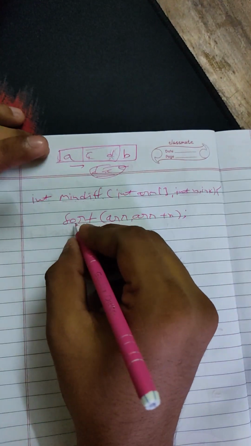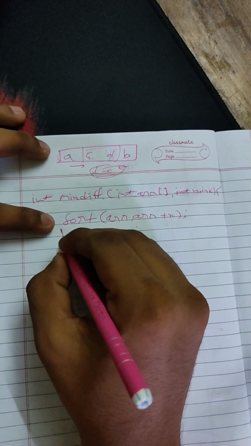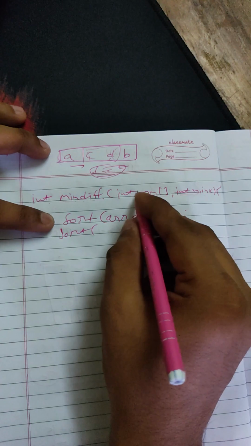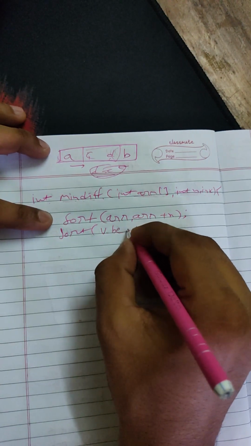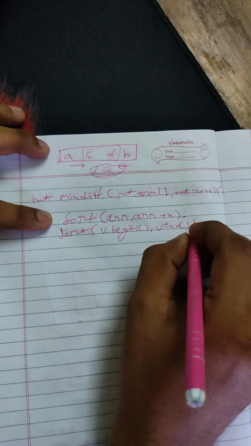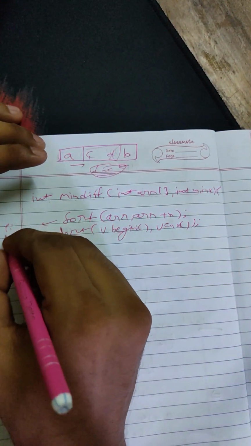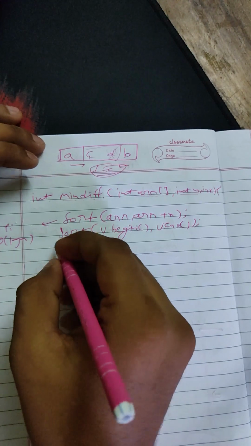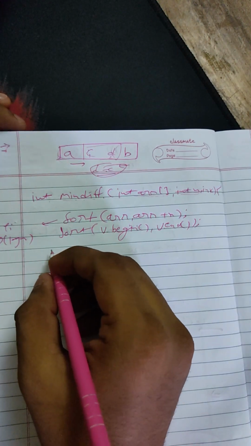or if it is a vector, then we can say sort v dot begin, v dot end. The time complexity of the sorting function is big O of n log n if you use quick sort.